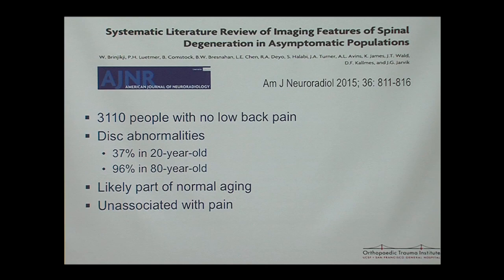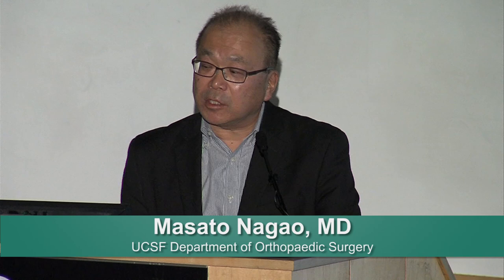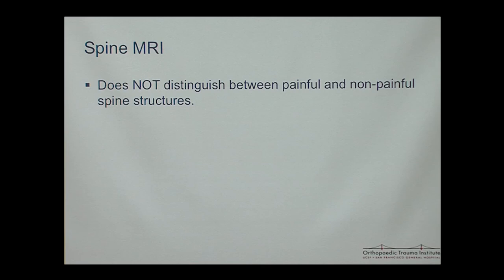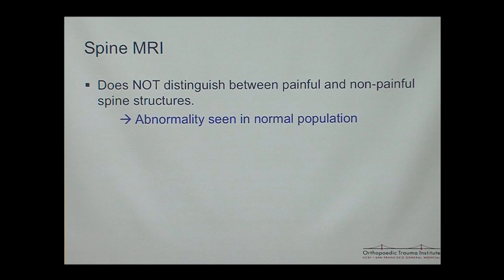So they concluded that this abnormal finding on the MRI does not relate to the pain cause. It's unassociated with the pain. It's just an aging process. So spine MRI generally does not distinguish between painful and non-painful spine structure, because, as I told you, that abnormality is seen in the normal population.